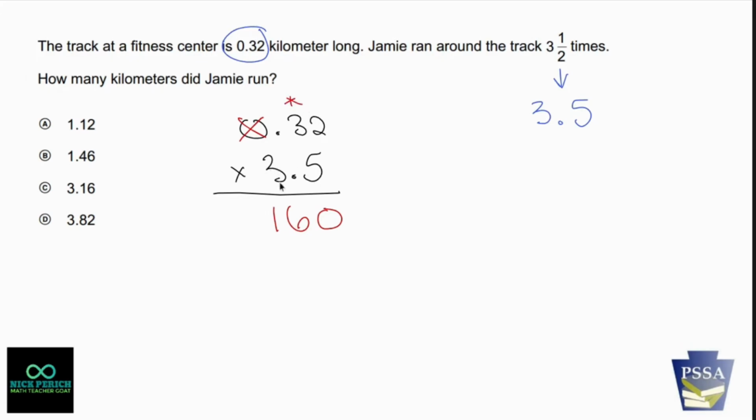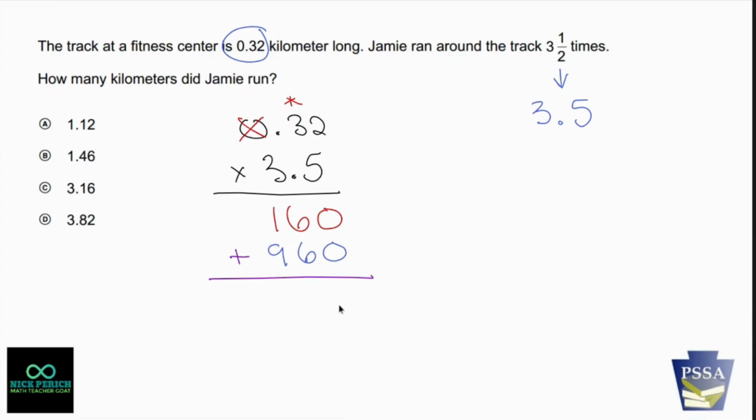And let's move to the next row where there's a 3. Now I have to include a 0 there and then get started. 3 times 2 is 6. 3 times 3 is 9. Nothing carries over. Now what I do is I add these numbers.